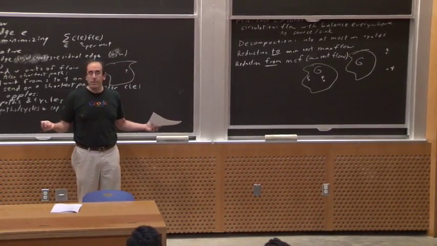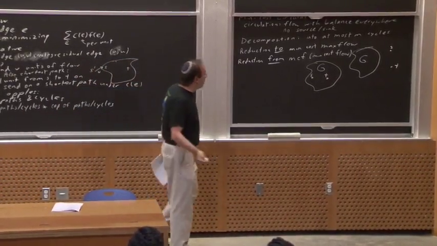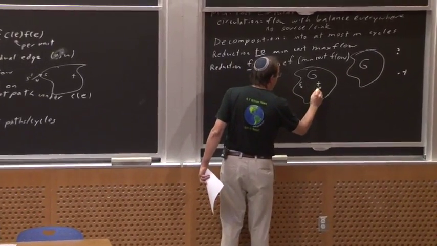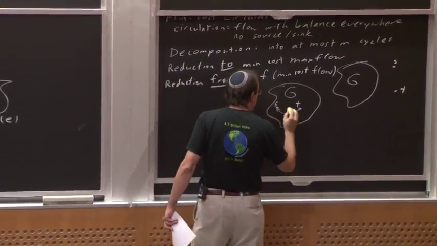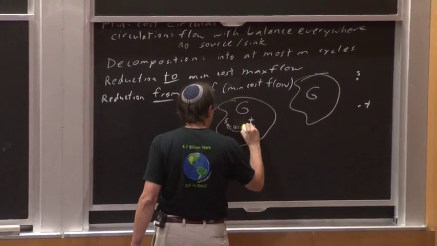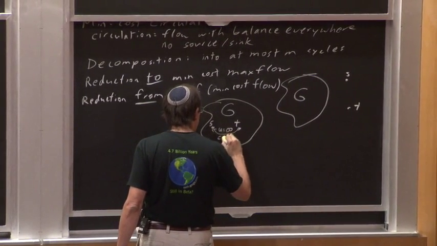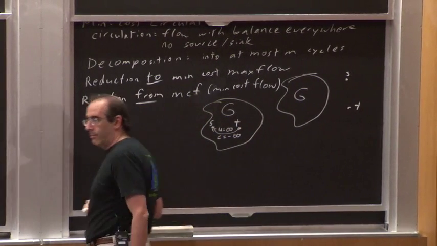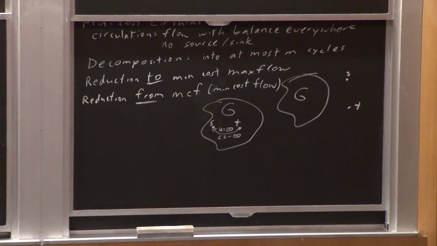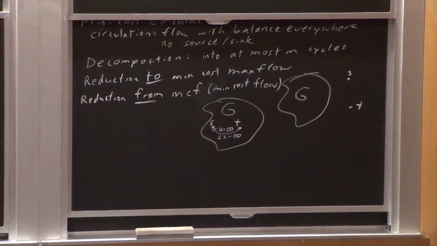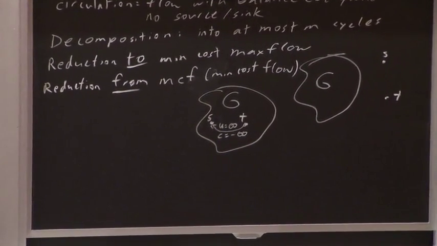Only prices, or costs, right? So what we do is we create an edge running from T to S, which has capacity infinite and cost minus infinite. Okay. And I claim that does the trick. How come?